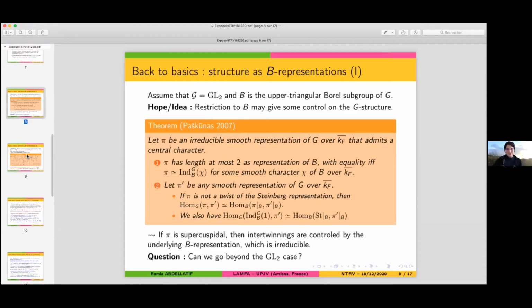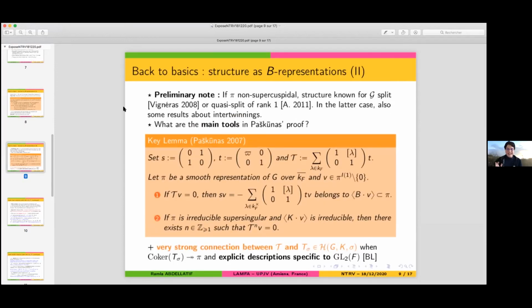So let's try to see what happens. Maybe a first thing I can say, as I said earlier, is that we are interested in supersingular representations. Here, we really do not need to focus too much on the non-supercuspidal case because it basically has been done. For when G is split and you start from a Borel, it's in an early Vignéras paper. And when G is quasi-split of rank 1, it's in my PhD. I mean, the first point is proven for non-supercuspidal representations, and there are partial results about the second point, okay?